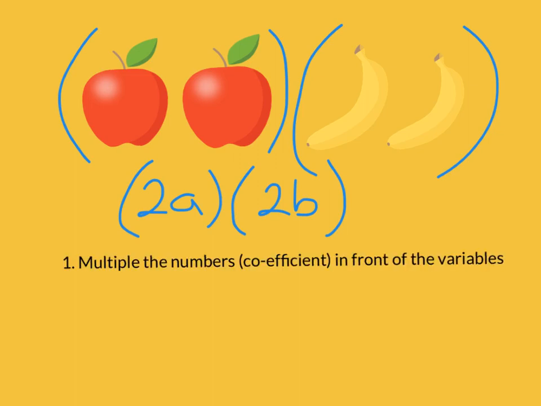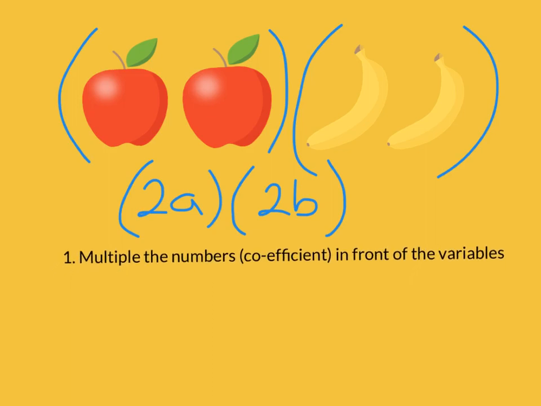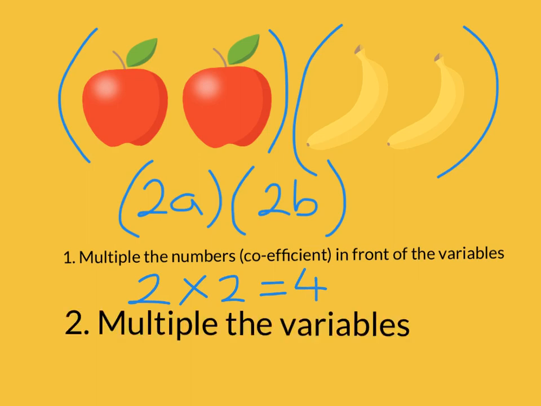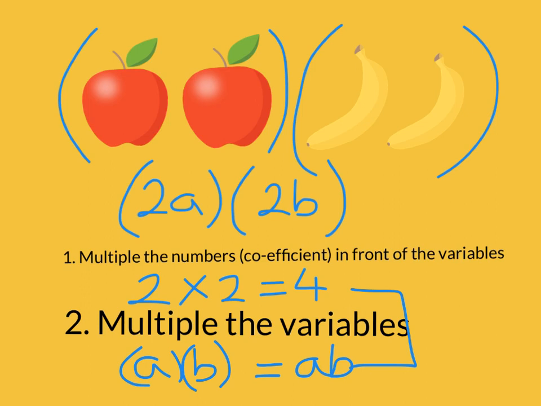So first of all, we multiply the numbers, which we call coefficients, in front of the variables. So the numbers we have are 2 multiplied by 2, which gives me 4. The second thing we do is multiply the variables. So we have the variable A and we need to multiply that by B. And all you simply get then is AB. So then when I put these two together, my final answer is 4AB.